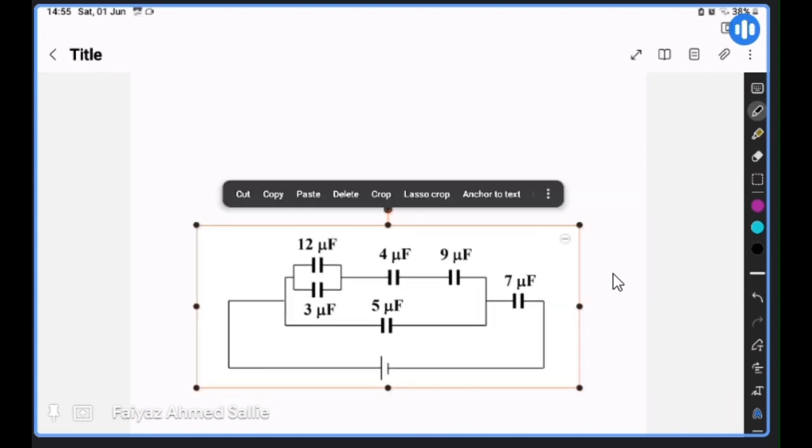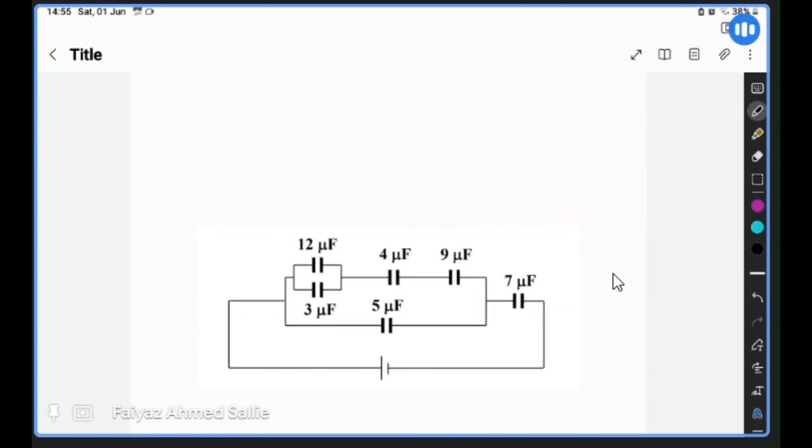Okay, so like I said, capacitors are similar to resistors, but you're going to have to make a few changes. So over here we have capacitors in parallel, but we're going to add the capacitors. So 12 plus 3 is equal to 15 microfarads. That's going to be over here, 15, right?